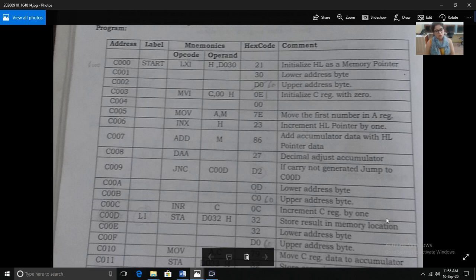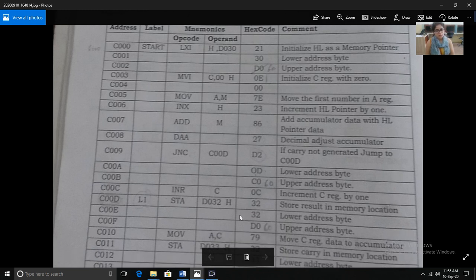Now we have to write the lower address byte. So this 32 is this 32. 32 is the lower address byte, and instead of D0, as we have used 60, you can write 60 here as the upper address byte. So this is the lower address byte, this is the upper address byte, and this is the hex code of the STA instruction. Okay. With this instruction, we have jumped to this location. As this is the location C00D, if you are using the 6000 memory location here, you can write 600D here. So this is that instruction.